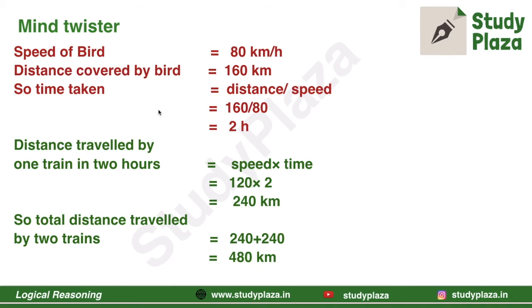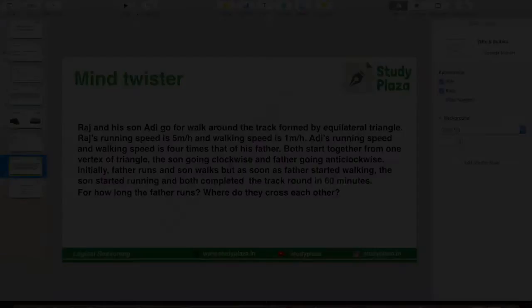Let us first calculate the time taken by the bird to travel 160 km. So speed of the bird is 80 km per hour. Distance covered by the bird is 160 km. So time taken will be distance upon speed, that is 2 hours. Now we will calculate the distance travelled by the train in 2 hours. Speed of the train is 120 km per hour and time taken is 2 hours. So distance travelled will be 240 km by one train. The total distance travelled by two trains will be 240 plus 240 is equal to 480 km.